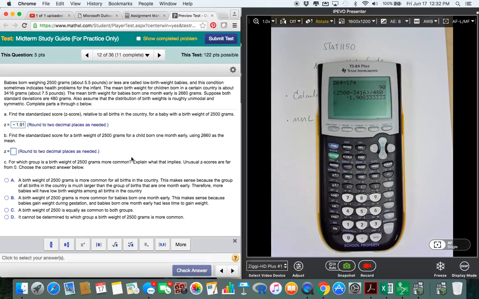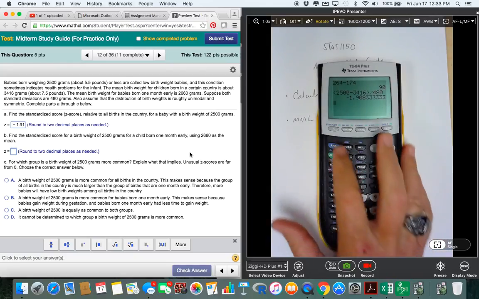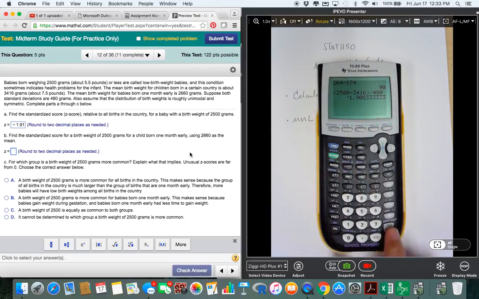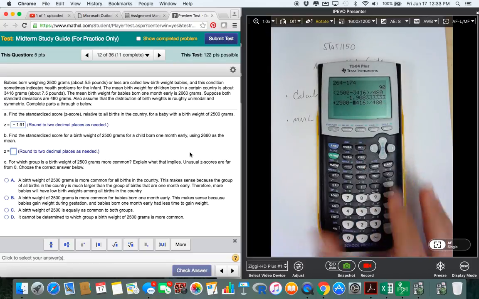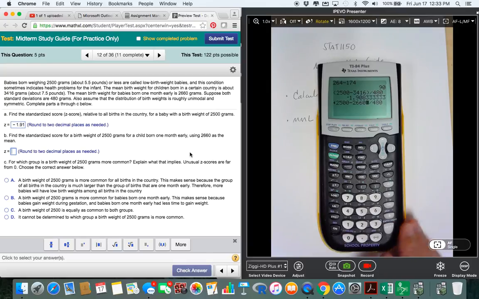Find the standardized score for using 2,600, 2660. Okay, I see what's going on. So I'm going to need to bring the same entry down. And really all I need to do there is just change the mean from 3416 to 2660, or just retype it again, however you. So it would be negative 0.33.